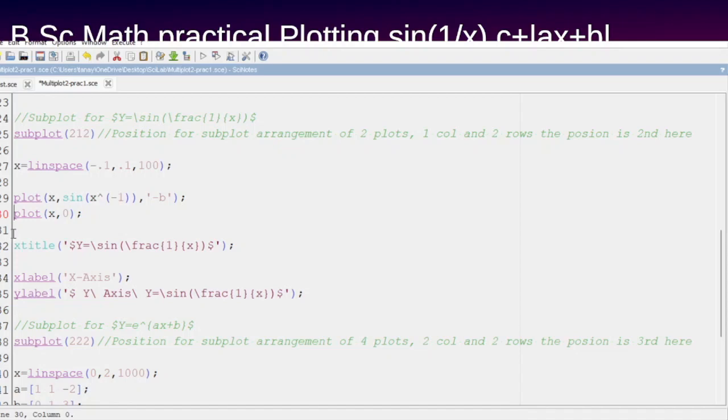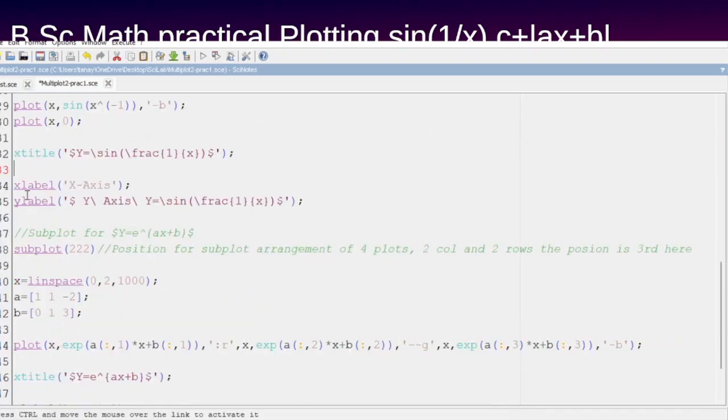Okay, now again I name this subplot with x title, not title, x title. Remember, you have to put x title here. Now x label is given, y label is given, and I am not giving any legend here, because this plot actually has only one line, one plot is there, not various functions plotted in one plot. So that's why we don't have to give any legend.